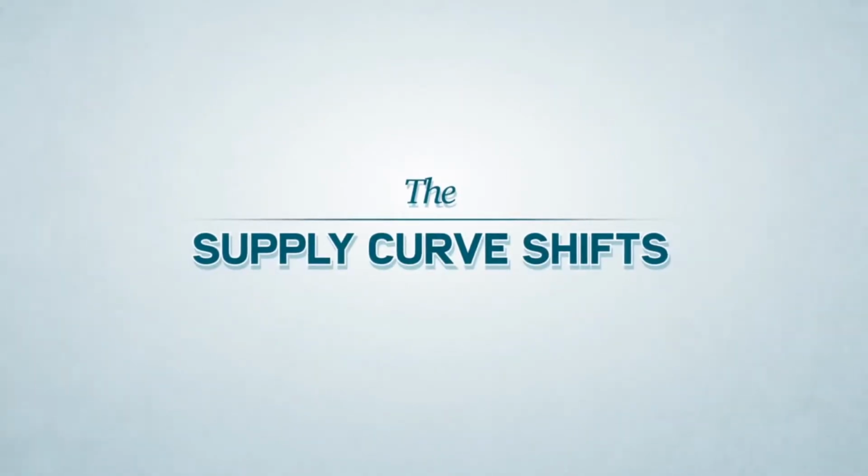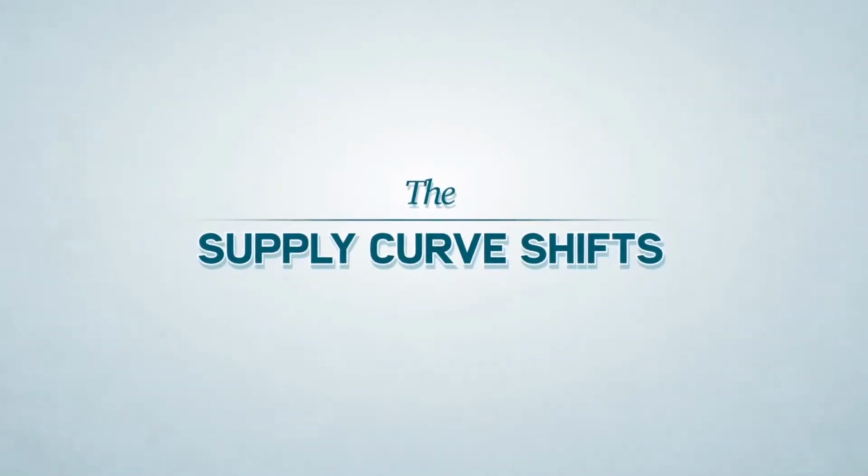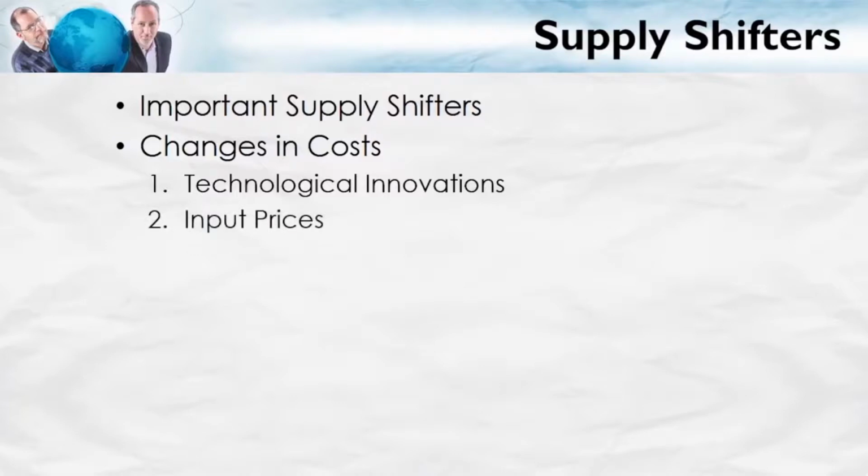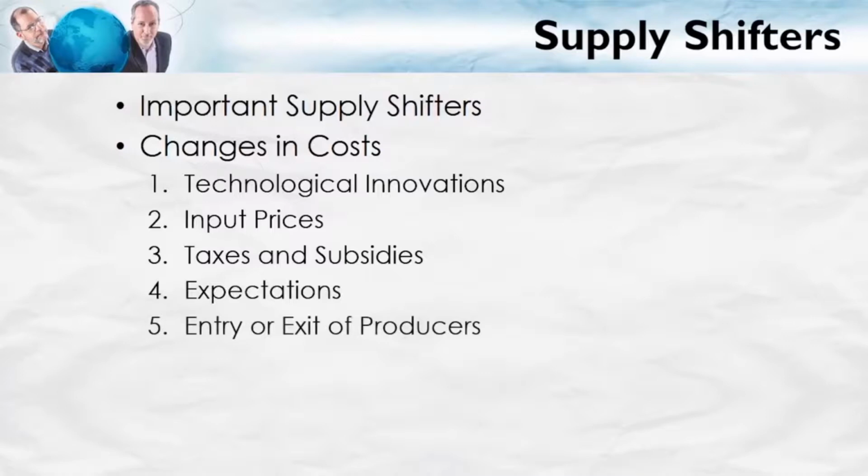Now that you've got the basics of the supply curve down, we'll jump into factors which shift the supply curve. Here's the same list I showed you before of important supply shifters. Remember, the most basic one is a change in costs. So really the only question is, how do technological innovations change costs? How do input prices change costs? Taxes and subsidies, expectations, entry or exit of producers.